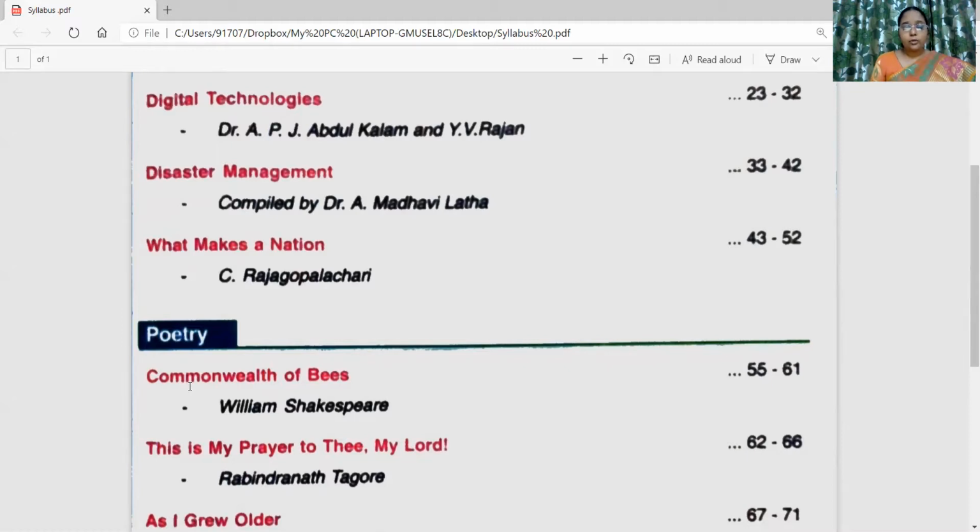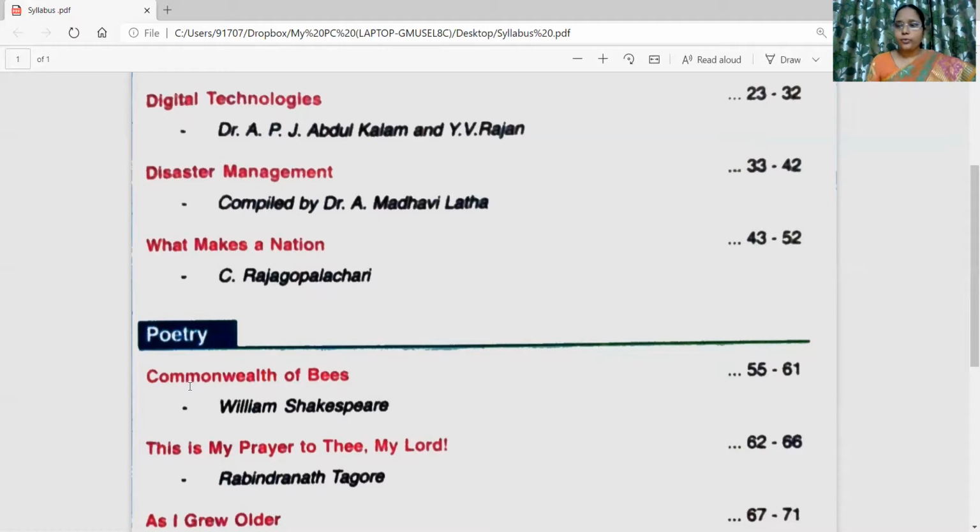And the last but not the least lesson, What Makes a Nation by C. Rajagopalachari. He's a great writer. What is the strength of a nation? How we have to build our nation? These are the important points in this lesson. So these are the 5 prose lessons.